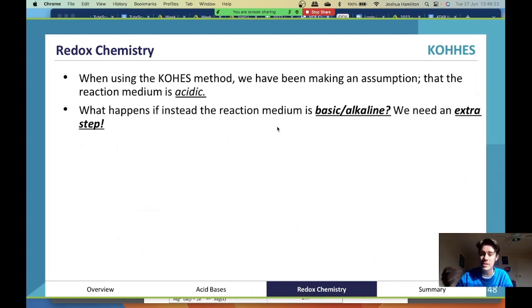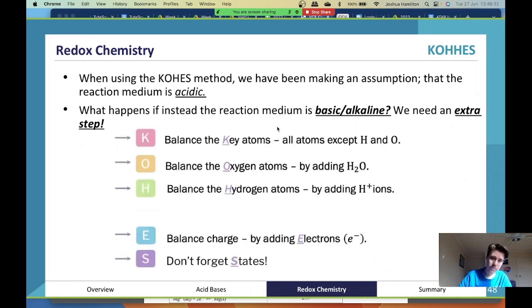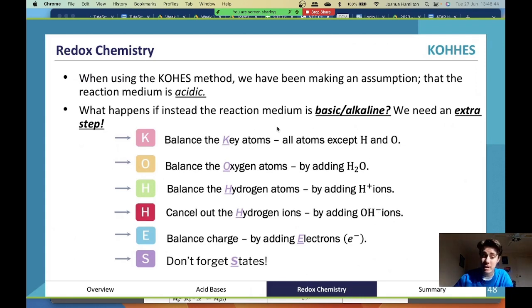But what if instead you are told, and it's really important, you will be told the reaction medium is basic or alkaline? We need to add in an extra step. So we have our normal method, which we've already been through. We add in an extra step. That extra step is adding in OH minus ions. So we cancel out the hydrogen ions by adding in OH minus ions.